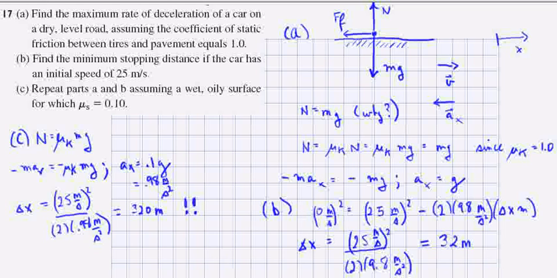Problem 517. Find the maximum rate of deceleration of a car on a dry, level road, assuming the coefficient of static friction between tires and pavement equals 1.0.